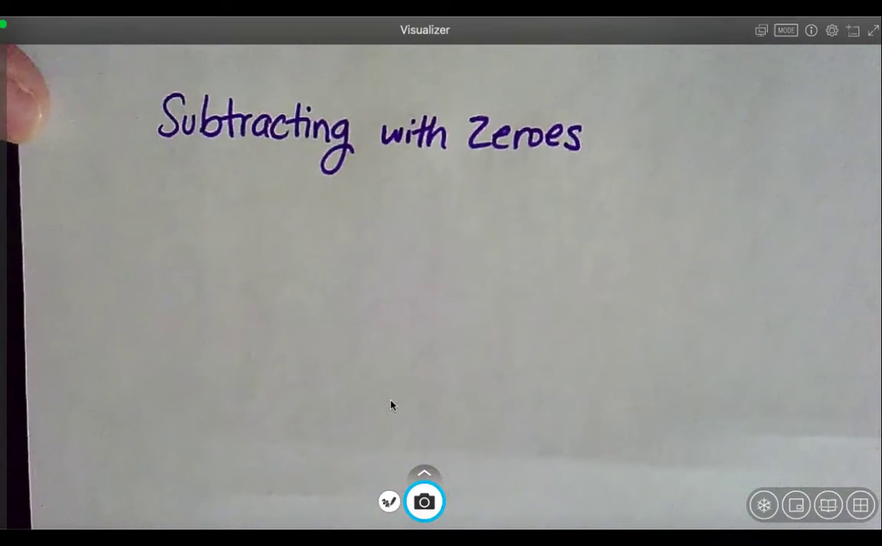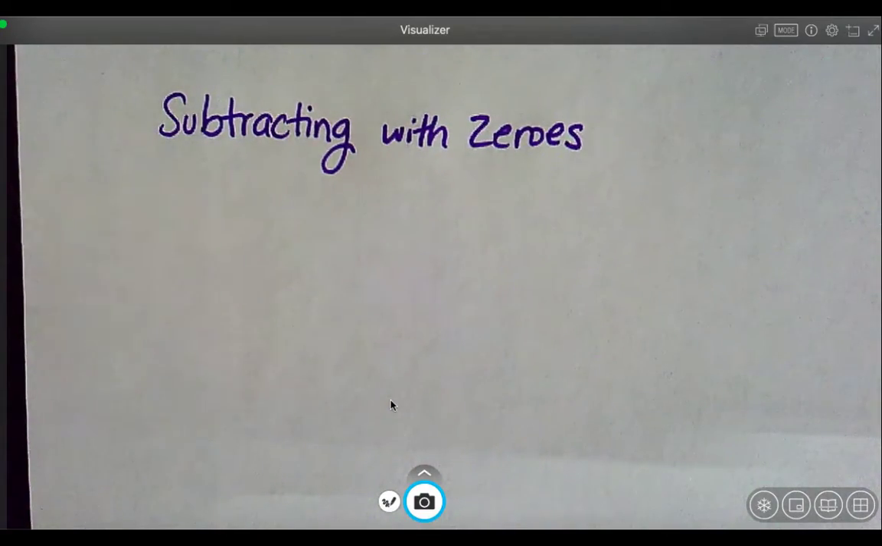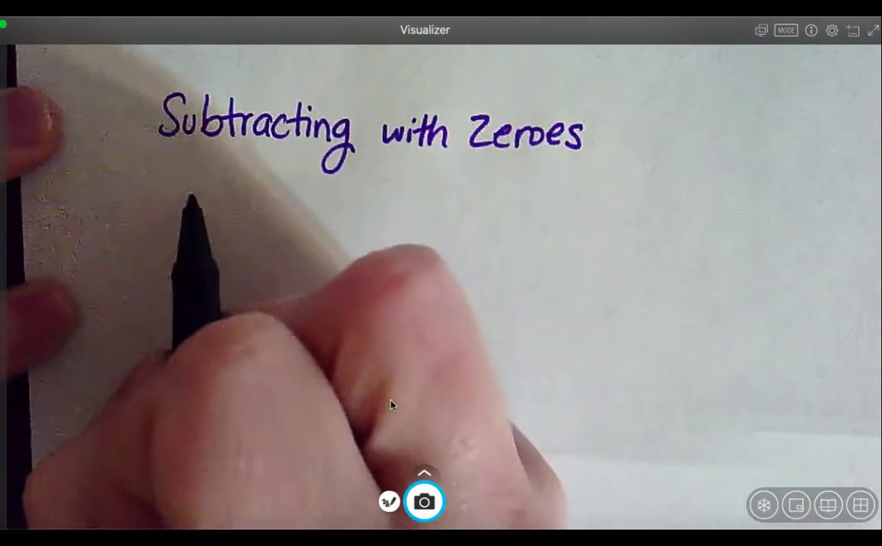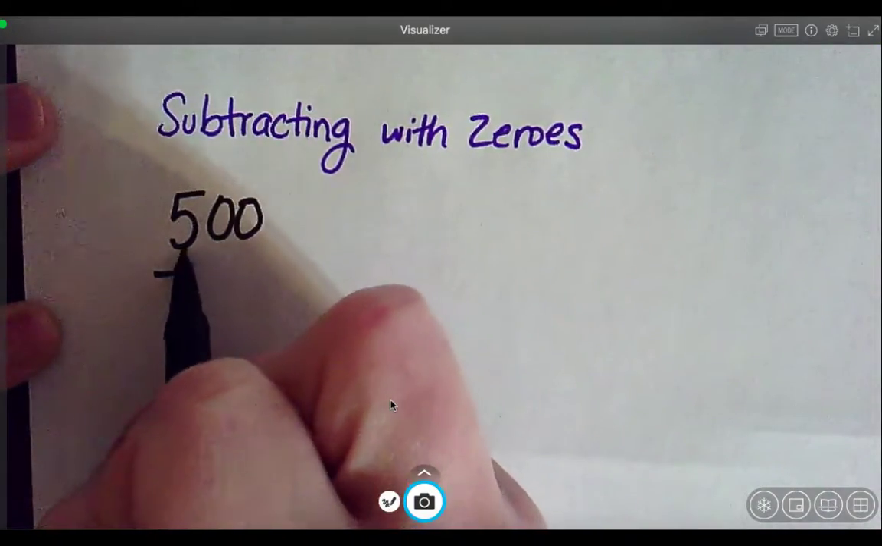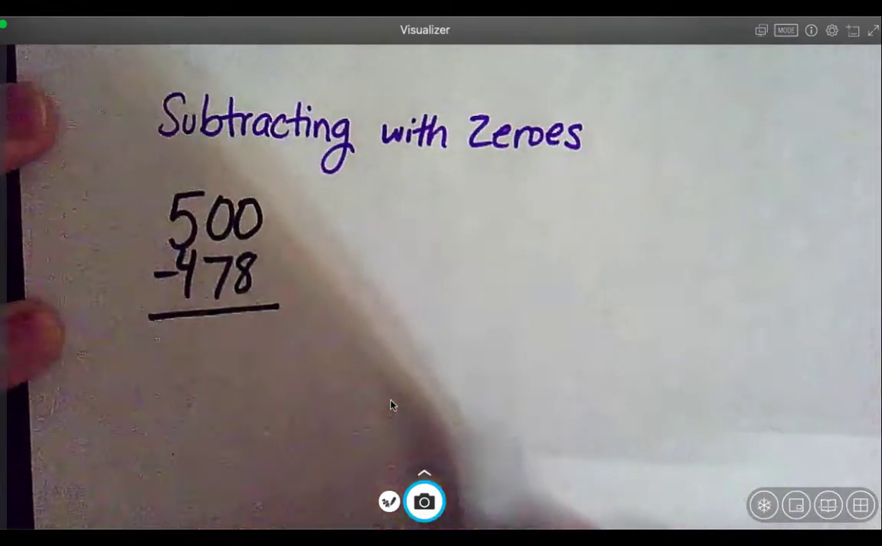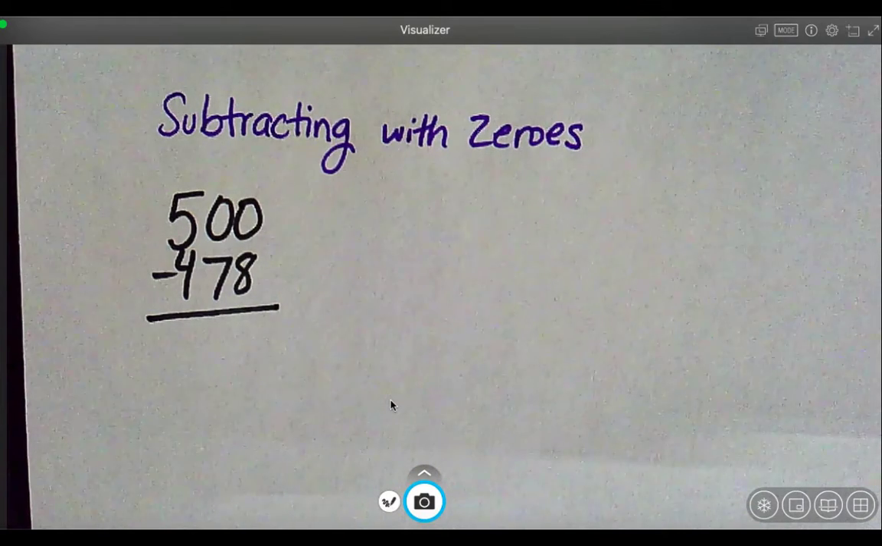All right, I'm going to show you now a really cool strategy that I am just amazed with. And if you already know this strategy, just bear with me because it's really amazing to me. I've never seen it before. But I'm going to use the example 500 minus 478 because I'm subtracting with all those zeros up there.